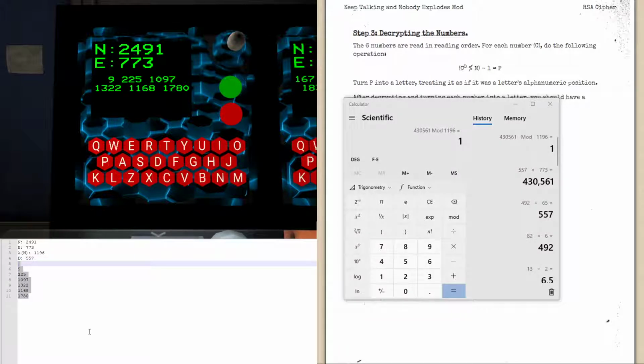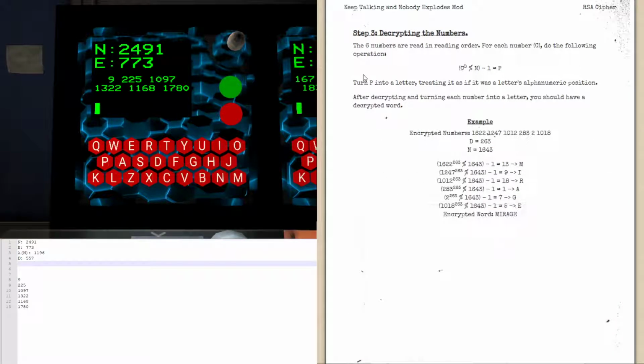Now, time to do step 3. For step 3, we're basically going to go through this process of doing this equation right here. In which case, P, what I'm going to get rid of, that's going to be our plain text letter. So we need to subtract it by 1. Our n here is going to be this right here, 2,491. C is going to be whatever value that we have here for any of these numbers here, which is 9. And this is going to be to the power of d, which is 557.